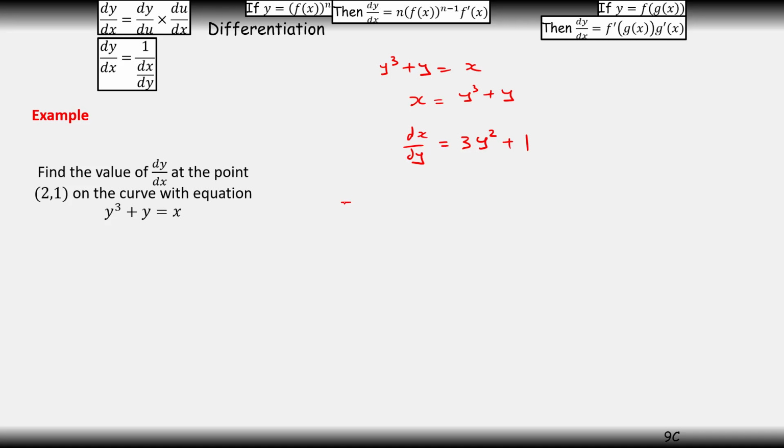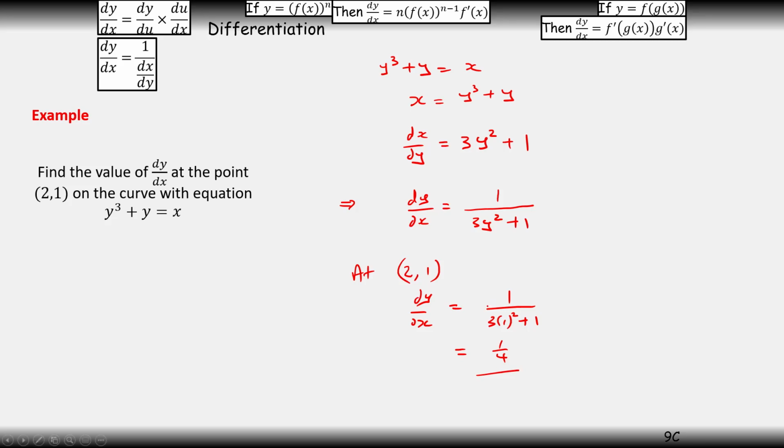So that means dy over dx is going to be the reciprocal of that. So it's 1 over 3y squared plus 1. And that's how we've differentiated it. So that's part 1. Second part is the gradient at (2, 1). So at (2, 1), dy over dx is going to be equal to 1 over 3 times 1 squared plus 1. So that's just 3 plus 1. So it's 1 over 4, a quarter.